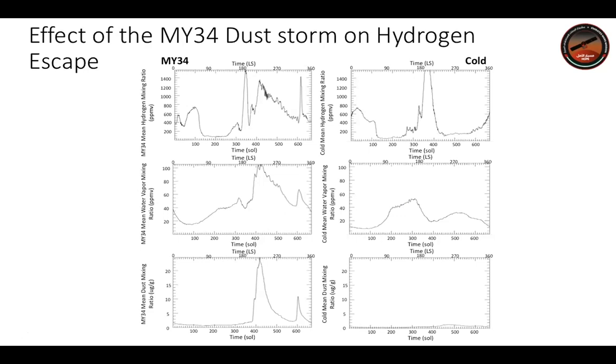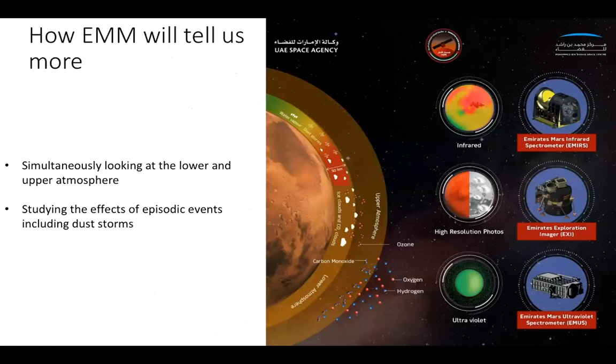So EMM will hopefully tell us a lot more about the relationship between dust storms in the lower atmosphere and the hydrogen escape in the upper atmosphere, by looking simultaneously at the lower atmosphere and the upper atmosphere, and studying the effects of dust storms and studying dust storms by having a diurnal coverage of the planet through the instruments on board.